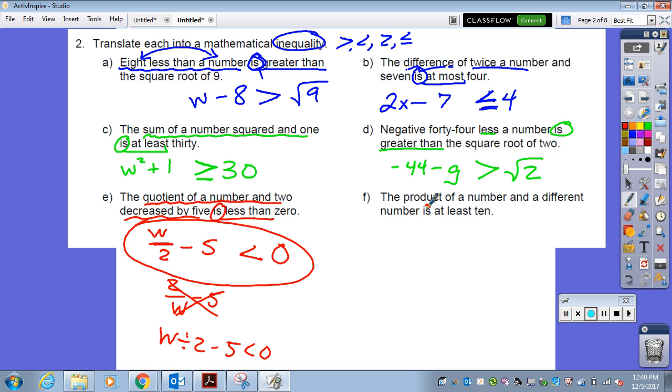F. Is at least means is greater than or equal to, is at least 10. The product of a number and a different number. The product of a number and a different number, so the multiplication of a number, which we'll call k, times a different number, which we'll call, let's say, f. k times f is greater than or equal to 10.